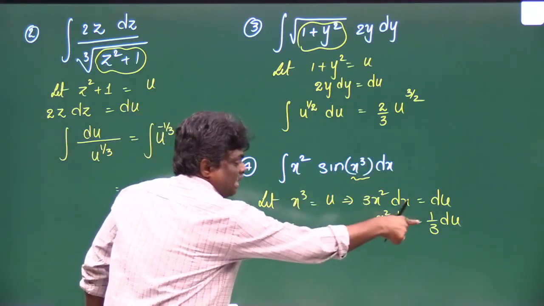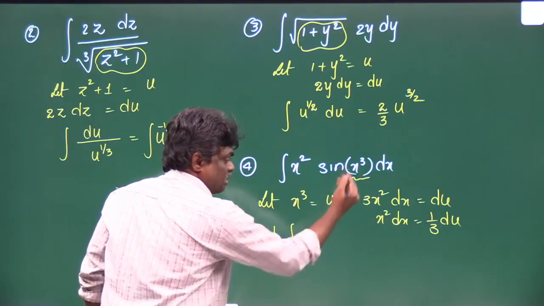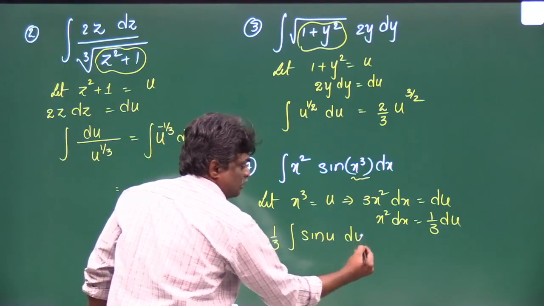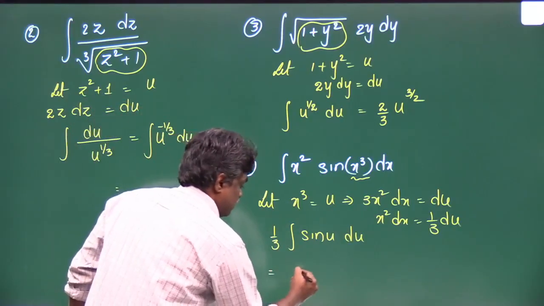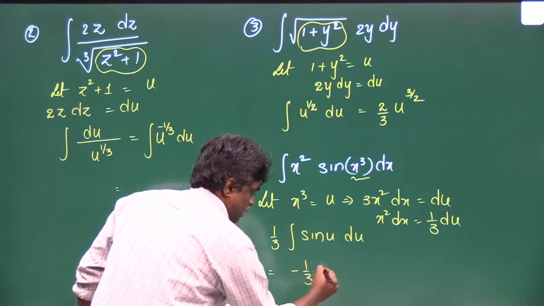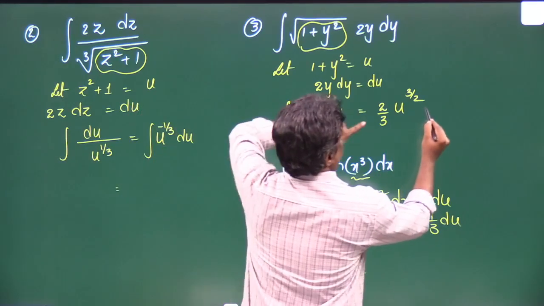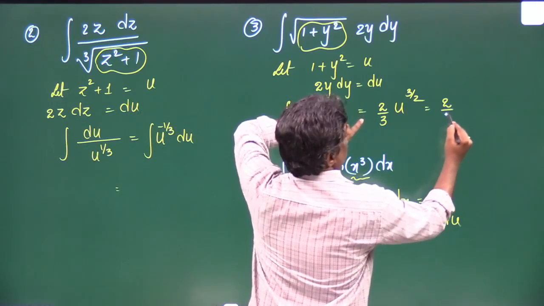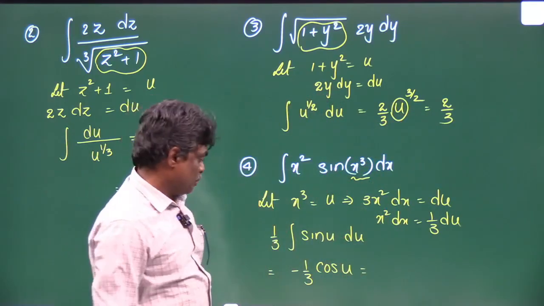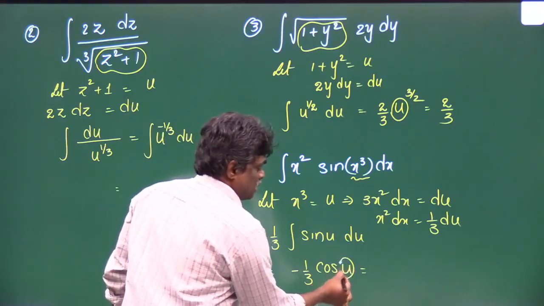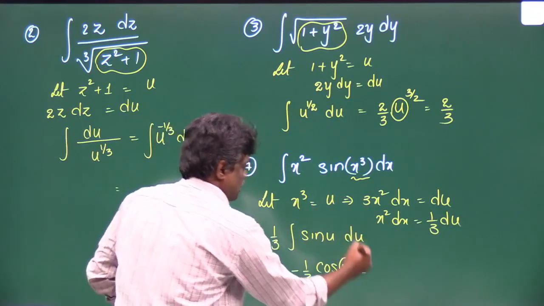Integral of x square dx is 1/3 du, and the sine x cube is sine u. You know what the integral of sine x is? The integral of sine x is minus cos x, and here this is minus 1 by 3 cos u. Again you have to replace; you should not keep this answer in terms of u, just like that 2 by 3. In this problem also we should not keep the answer in terms of u. Here also we should not keep this in terms of u. Please write it yourself, please do it. And here u is x cube.